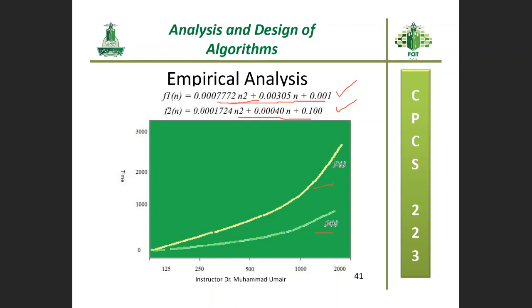So if you compare these two equations, all those things which are common, they are actually representing the efficiency or the running time of the algorithm. And anything which is different, they are actually representing the effect of environment. Is it clear?